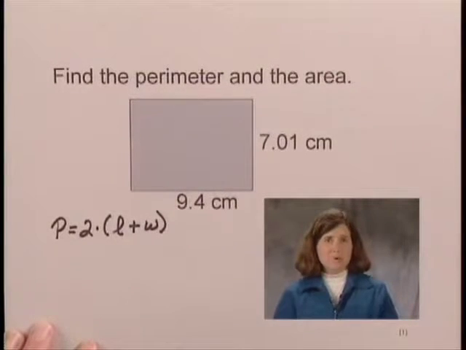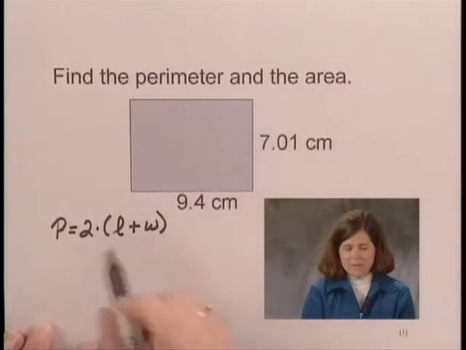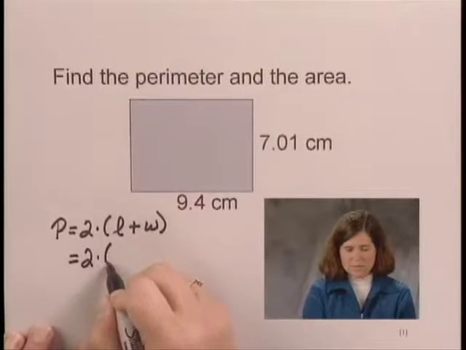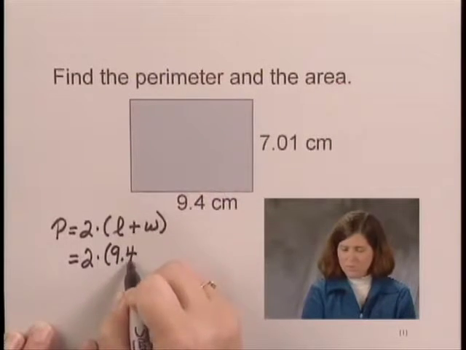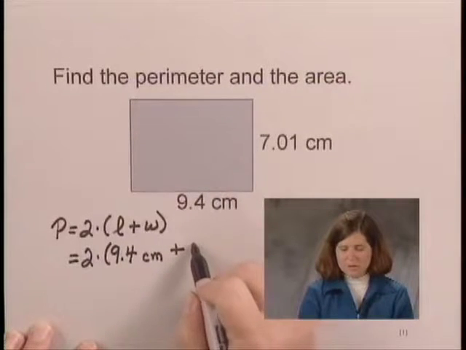Once we have the formula written, we can substitute a number for the length and the number for the width. The length is 9.4 centimeters, so we have 2 times 9.4 centimeters plus the width, 7.01 centimeters.